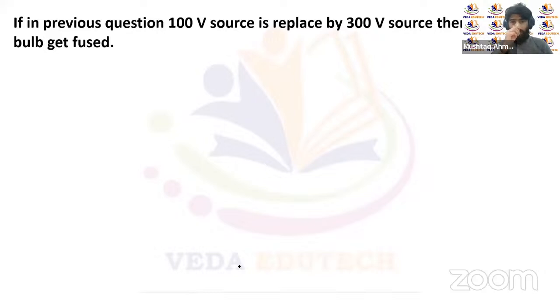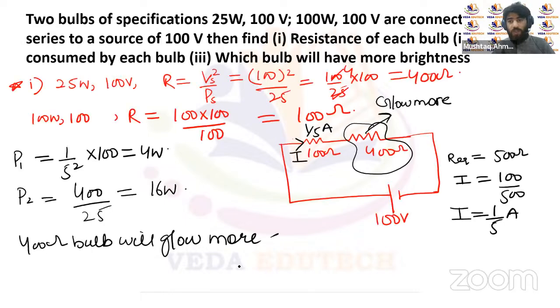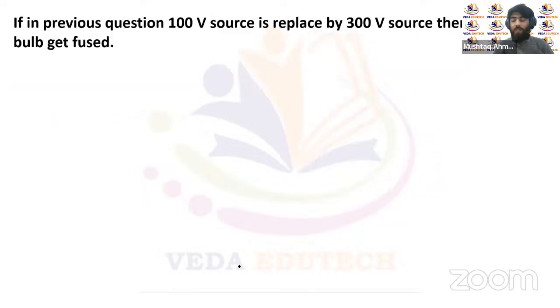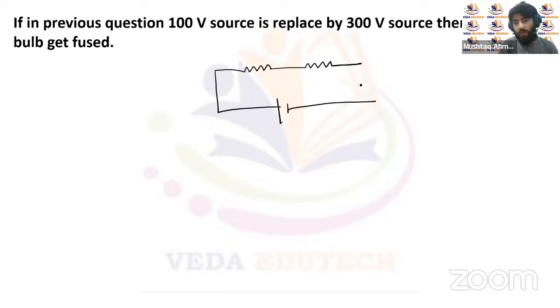If in the previous question the 100 volt source is replaced by a 300 volt source, then which bulb gets fused? It's a very good question, right? Now the question is which bulb is going to get fused when we replace the 100 volt battery with a 300 volt battery. This is the 300 volt battery here. This is the 100 ohm resistor bulb. This is the 400 ohm resistor bulb, right?